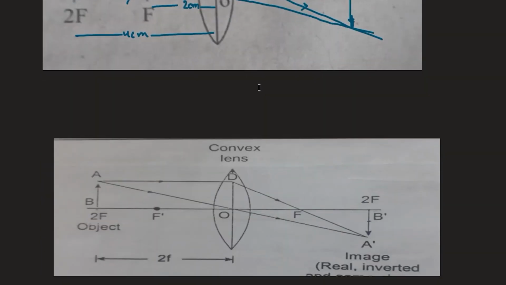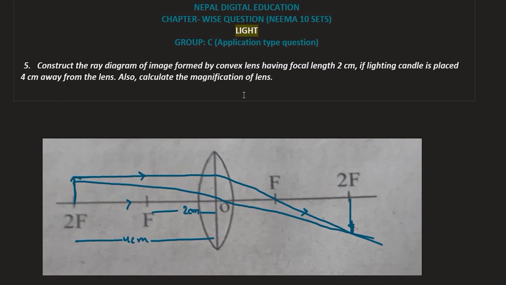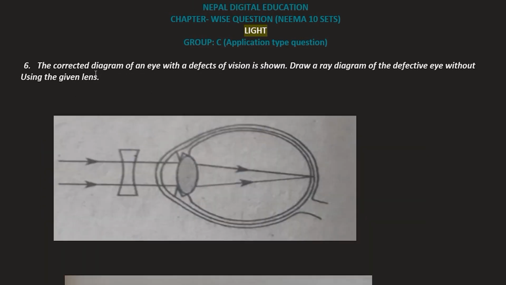So we know that magnification is given by image distance upon object distance. The image is also formed at 2f, so it becomes 4 centimeter and the object is placed at 4 centimeter. So v is 4 and u is also 4, so it becomes 1. So the required magnification is 1. So let us look at the next problem.